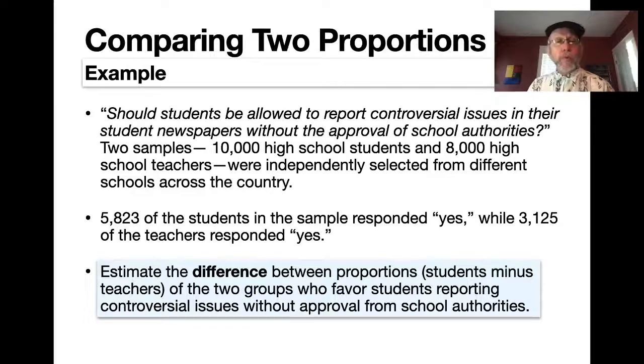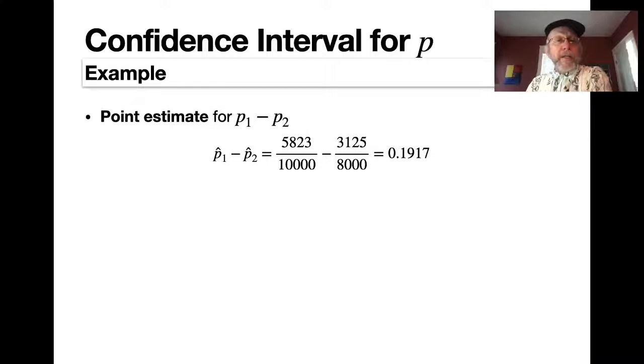Well, let's use that theory to form a confidence interval for the difference in proportion, students minus teachers, in the populations of all students and high school teachers in the U.S. So our point estimate for p1 minus p2 is going to be p1 hat minus p2 hat. And that's just our ratio of sample counts to sample sizes in each group. So that difference in sample proportions winds up being 0.1917 to 4 places, or about 19.17%.